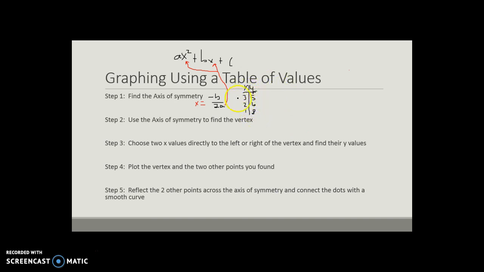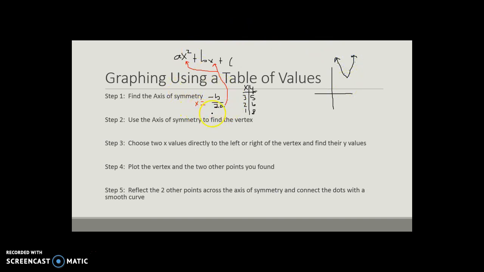And we would then plot those 3 points. 3, 5 would be over here. 2, 6 would be about here. And 1, 8 would be somewhere up here. And then we would reflect those across and make our parabola. So that is what your progression is going to look like.